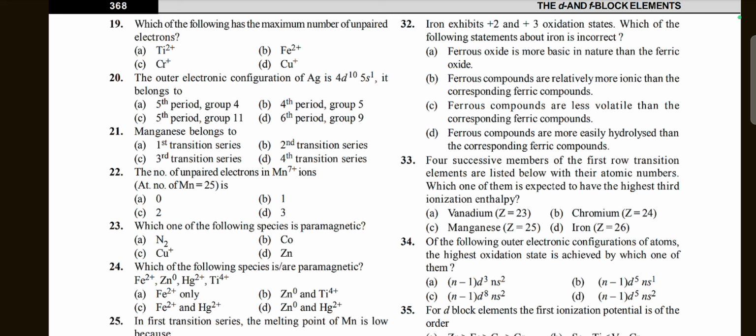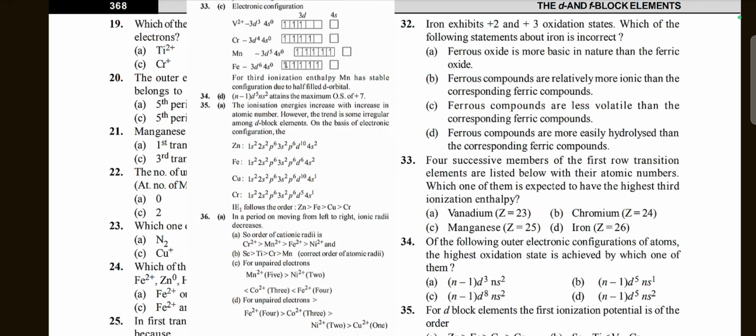Four successive members of the first row transition elements are listed below with their atomic numbers. Which one of the following is expected to have the highest third ionization enthalpy? The electronic configurations are: for vanadium 2+, 3d3 4s0, so it will have 3 unpaired electrons. For chromium 3d4 4s0, 4 unpaired electrons are present. Then Mn2+ will have 3d5 4s0, it will have 5 unpaired electrons. And Fe2+ will have 3d6 4s0, so it will have 4 unpaired electrons. So for third ionization enthalpy, Mn has a stable configuration due to the half-filled d orbital. So it will have the highest third ionization enthalpy. So option C will be correct.